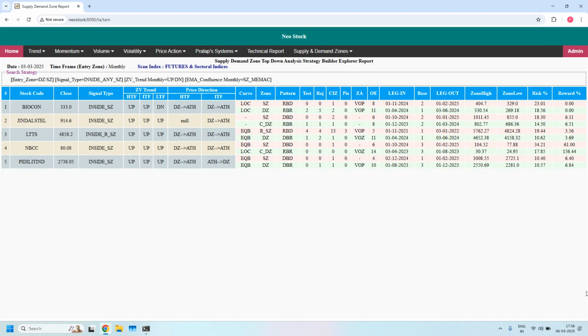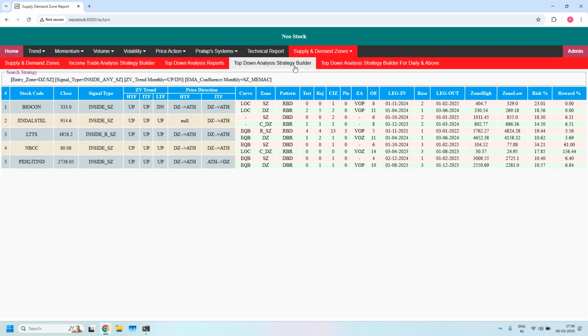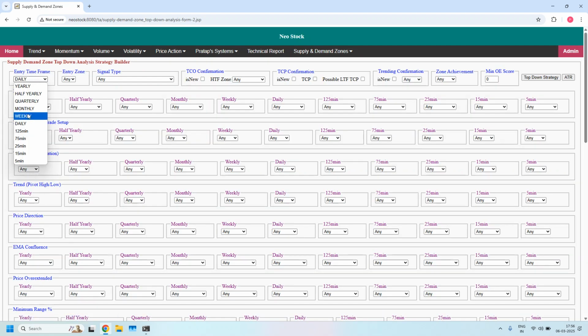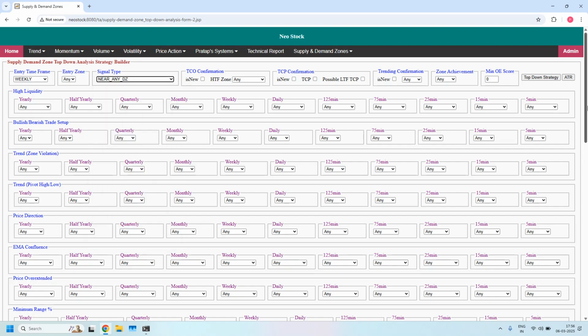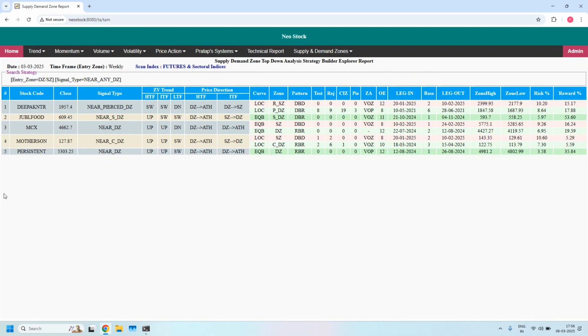Now we got 5 stocks. These 5 monthly supply zones are having monthly EMA confluence. And also current price closed inside those monthly supply zones. So this is about the monthly time frame. Next time frame is the weekly. Stocks near weekly demand zone. We got 5 stocks.